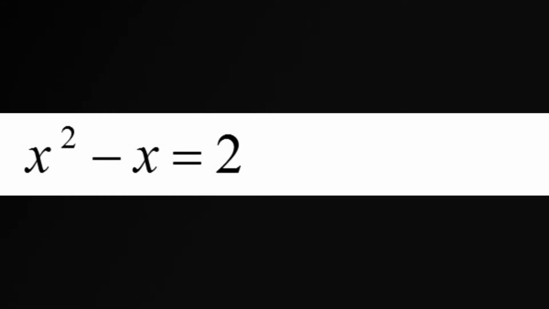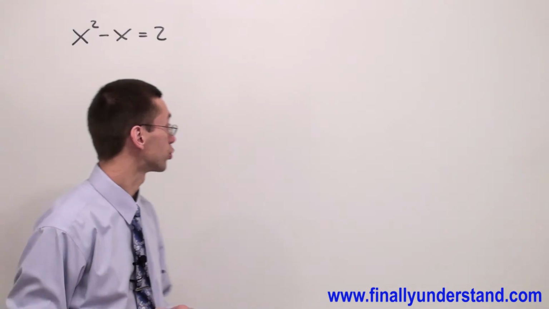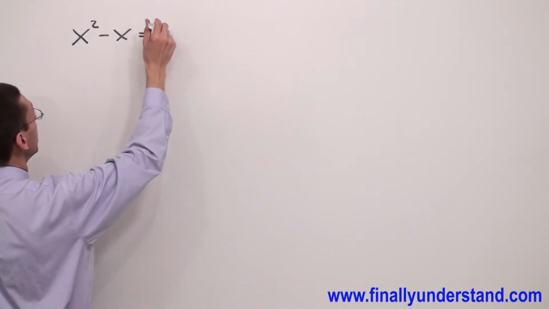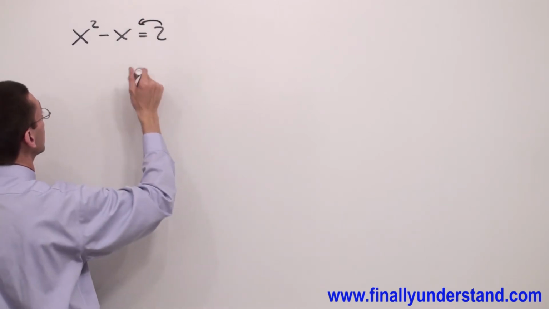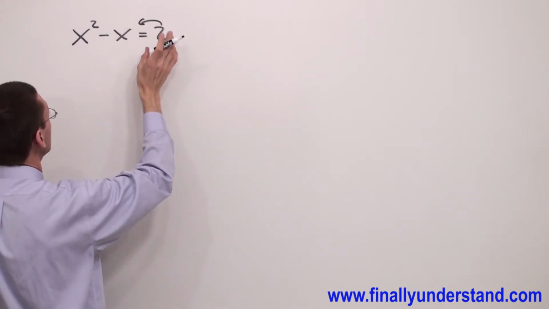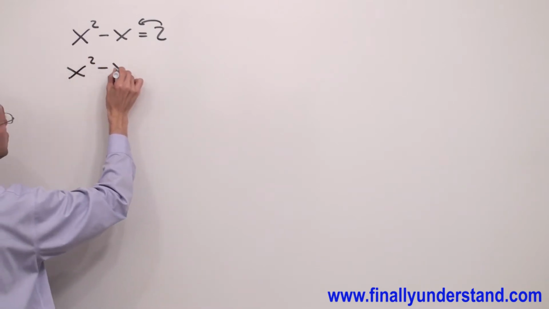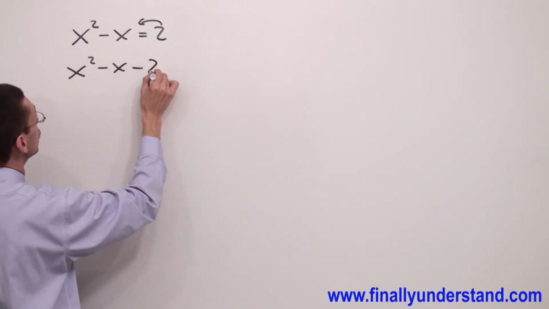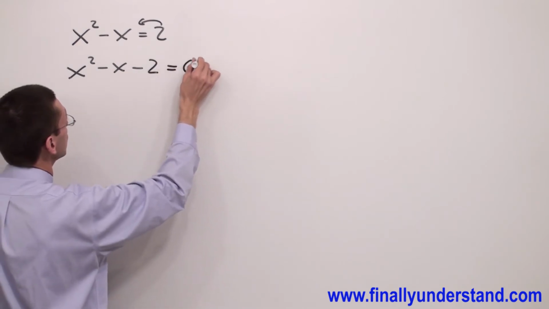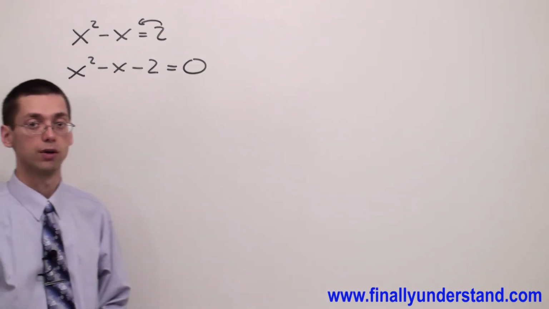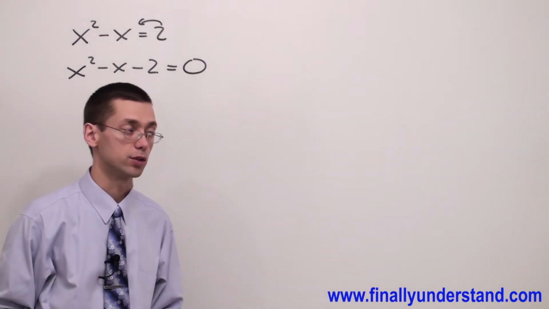Before you factorize this equation, you're supposed to make sure that you take this 2 and move it to the left side, because on the right side we want to have 0. So we have x squared minus x minus 2 is equal to 0. Now, this is an example of the general quadratic equation.